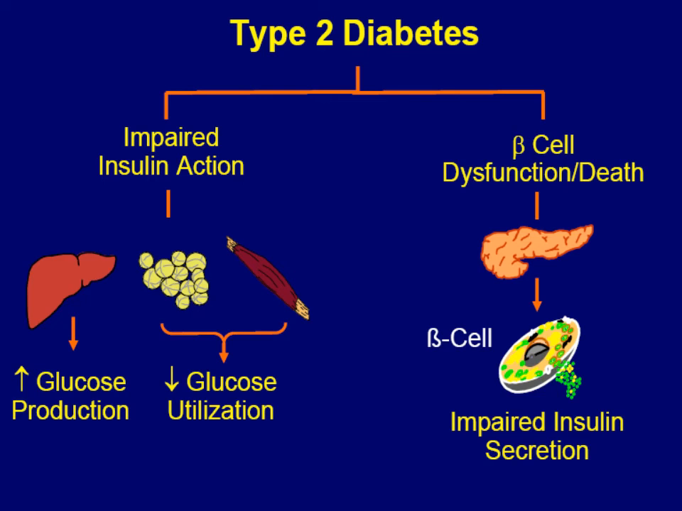As a result of impaired action of insulin, this will lead to increased production of glucose from the liver and decreased utilization of glucose in fat and muscles. As a result, it will lead to hyperglycemia.